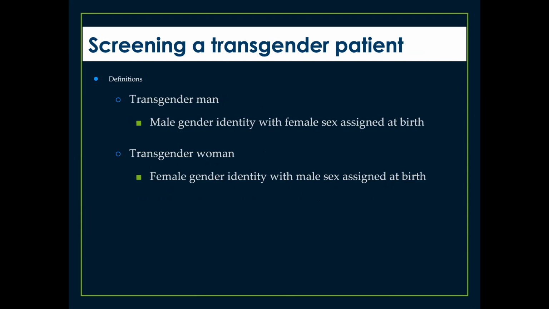All right, so we're just about done. I just want to spend a little bit of time discussing transgender patients. A transgender man is a patient who was assigned female sex at birth and identifies with the male gender. A transgender woman is a patient who was assigned male sex at birth and identifies with a female gender.